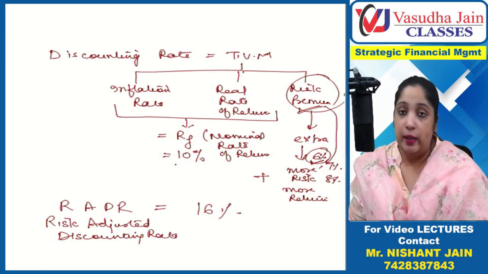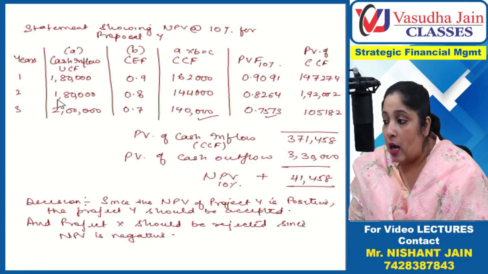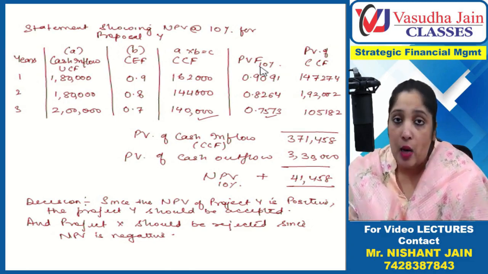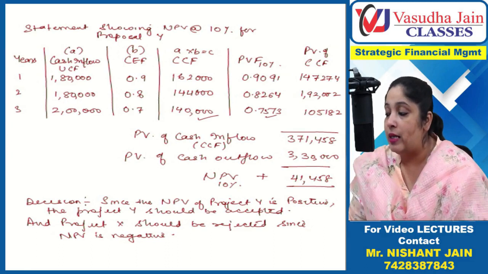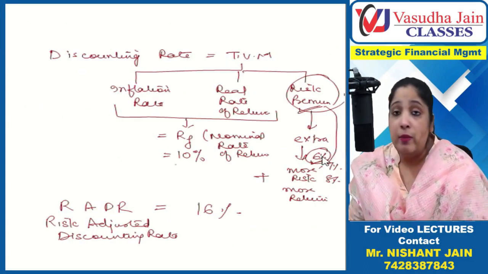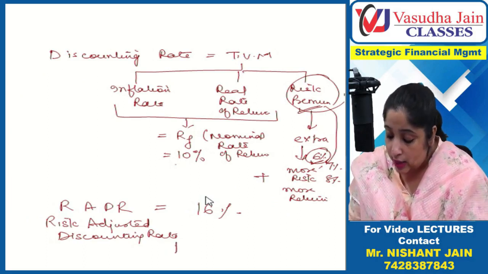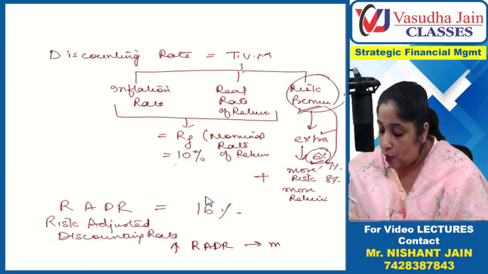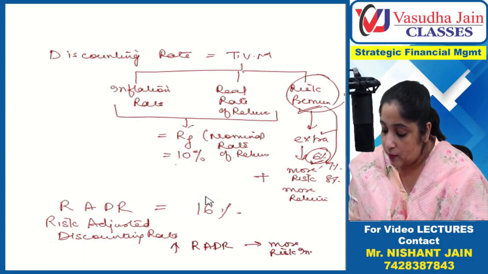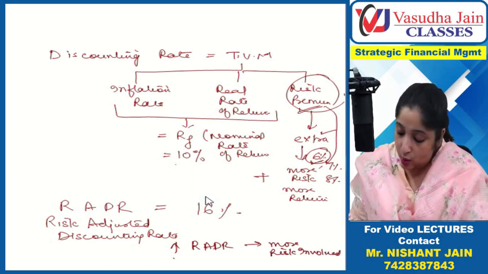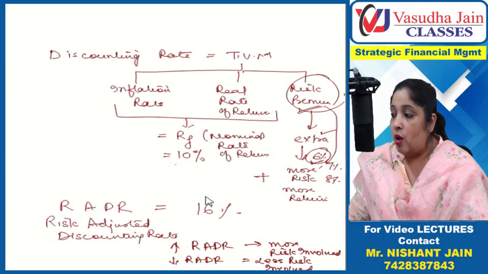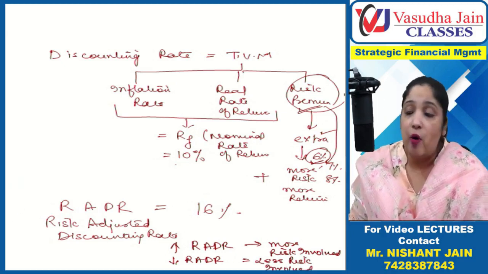So while evaluating the uncertain cash inflows, we should not take only 10% discounting rate, we should increase this discount rate with the third portion, that is a risk premium. Now more risk premium means higher discounting rate: higher RADR if more risk is involved, and lower RADR if less risk is involved, right? So now let us see in which project more risk is involved and less risk is involved.